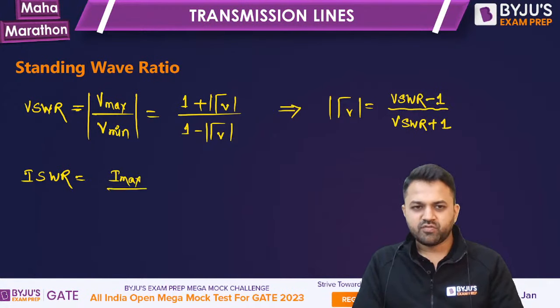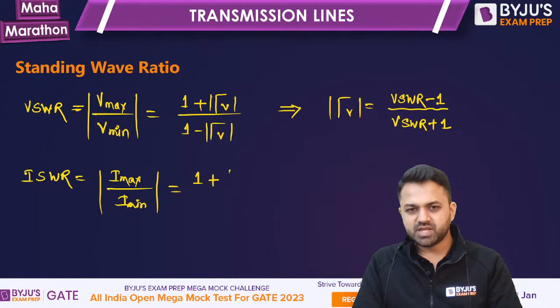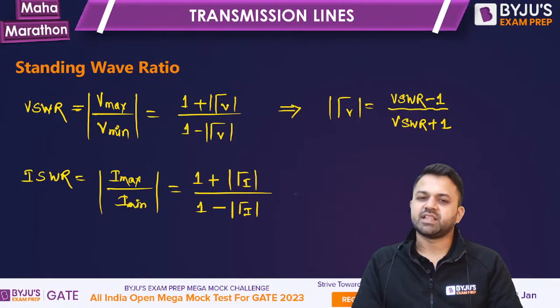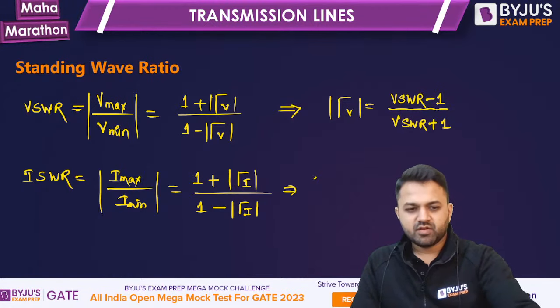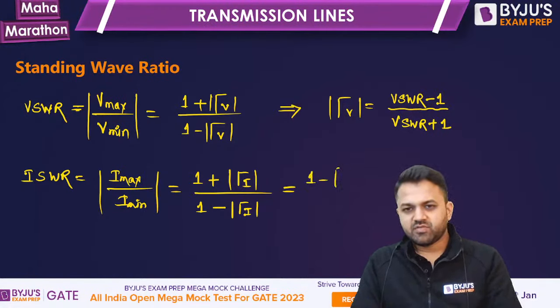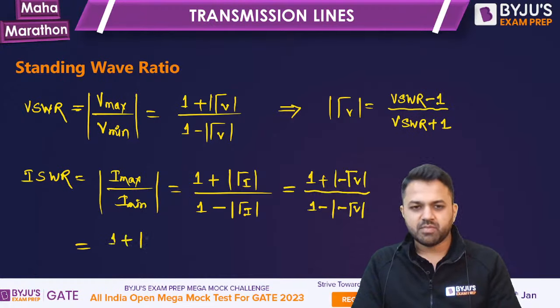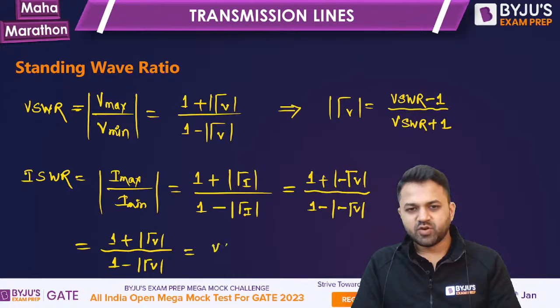Because we are going to take mod, the current standing wave ratio is also the same. So magnitude of Imax and Imin, ratio of magnitude of this. So when we take the magnitude, this is 1 plus magnitude of current reflection coefficient divided by 1 minus magnitude of current reflection coefficient. And because we are taking the mod, current reflection coefficient is minus of voltage reflection coefficient. So this is 1 plus mod of minus gamma V and 1 minus mod of minus gamma V. Okay, so that can be written as 1 plus mod gamma V divided by 1 minus mod gamma V.